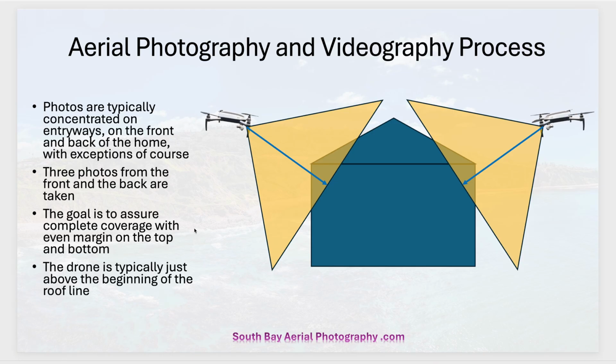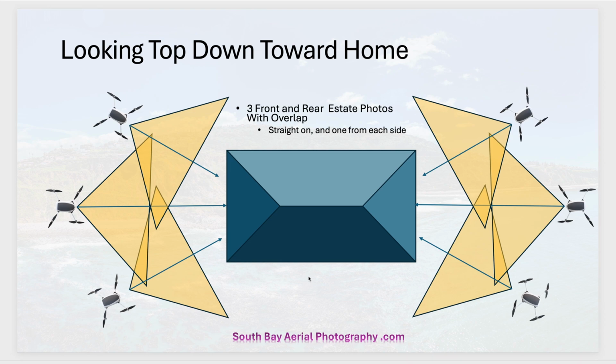Okay, photos are typically concentrated on the entryways on the front and the back of the home with exceptions. 3 photos from each side are taken. The goal is to assure complete coverage with even margin on the top and bottom, and the drone is typically shot just above the beginning of the roof line, optimally. We take photos with 3 front and 3 rear. With overlap, they're straight on and then 1 on each side.